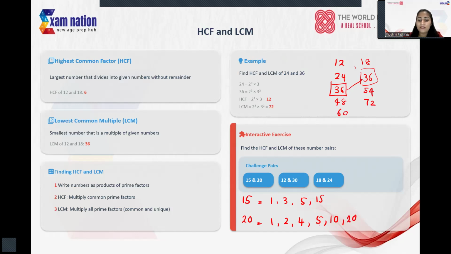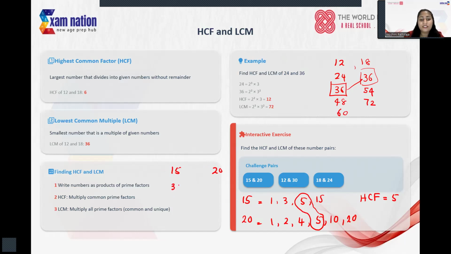So what are the common factors for these two? 1 is a common factor for these two, and 5 is a common factor for these two. So what is the highest common factor then? It is number 5. So for these two numbers, the highest common factor is equal to 5. Okay, let's find the least common multiple. I will list the multiples of 15 and 20.